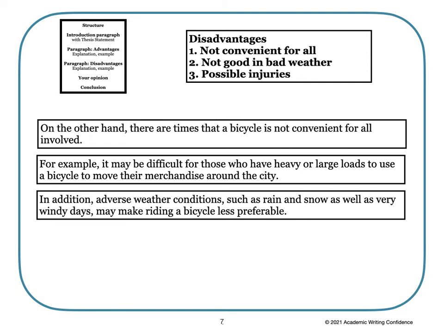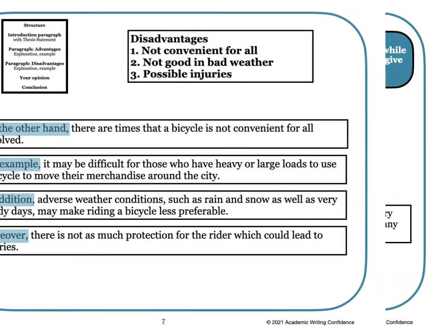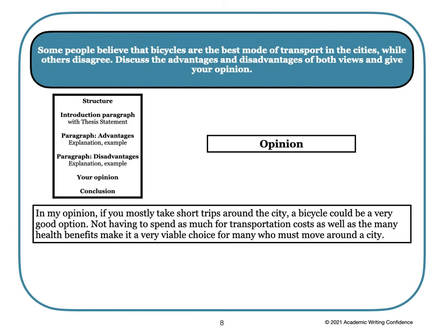In addition, adverse weather conditions, such as rain and snow, as well as very windy days, may make riding a bicycle less preferable. Moreover, there is not as much protection for the rider, which could lead to injuries. Again, you can see some transition words being used to connect the sentences. We now need to write our opinion clearly.